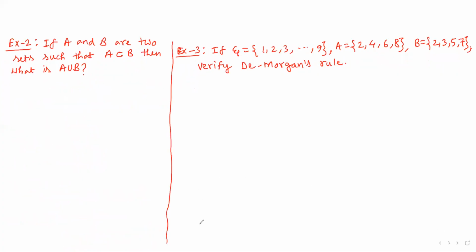Now I am coming to the next example. Here, if A and B are two sets such that A is a subset of B, subset meaning actually A is a proper subset of B, that is, A set is totally contained in the B set, then what will be the value of A union B? Here we have to calculate the value of A union B, and it is given that A is totally contained in B. So this is a very easy sum.